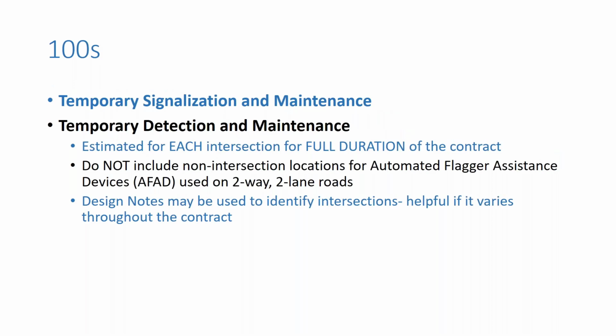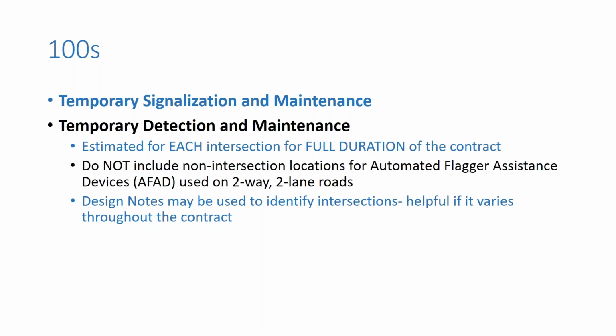Some items that we've had for quite a while, but still come up with many different comments and concerns, are temporary signalization and maintenance and our temporary detection and maintenance. These items generally go together on any project where there's an existing signalized intersection. We want to estimate for each intersection for the full duration of the project. So it's an each day item.